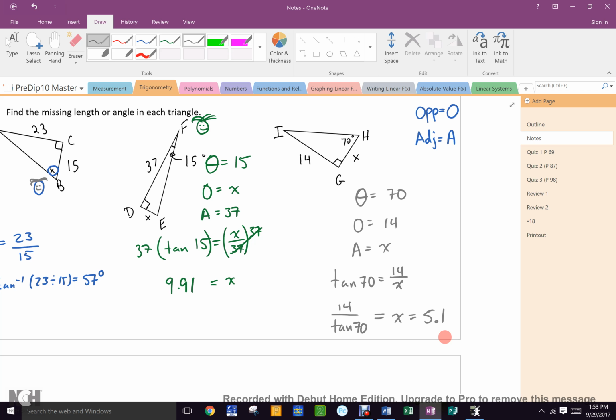Yes? Is there anybody in the room that is seeing the word tangent and using these buttons for the first time? Excellent. Are you okay with it so far? And Blake? Excellent.